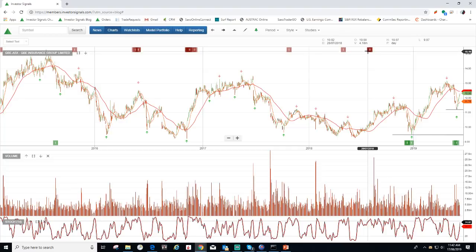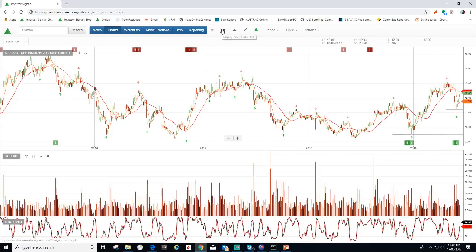QBE Insurance, we've seen this switch from sell conditions into buy conditions, so it created a buy signal around $9.50. The stock's now $12 odd. The insurance names, we've seen buy signals in IAG, Suncorp and QBE. And most recently we had a further buy signal there at around 11.20.